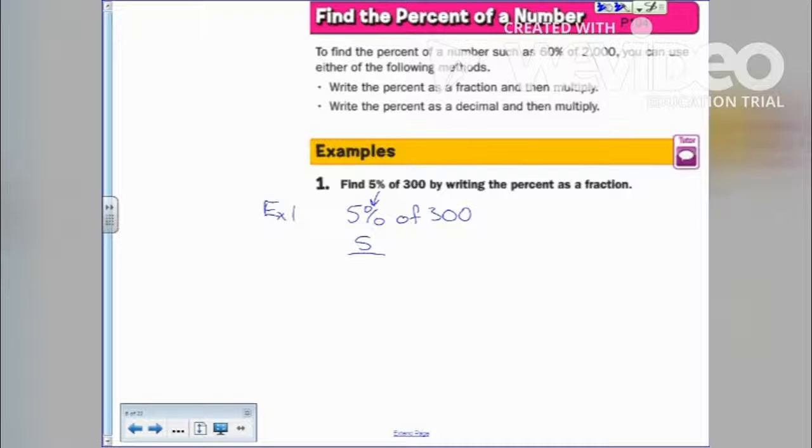So it would actually be 5 divided by 100, and then the word of means to multiply times 300 over 1. Now, when you do that, we can start reducing. 100 and 300 reduce to 1 and 3. So what you end up with is 5 times 3, which is 15. So sometimes that's the easier way to go about these problems, is to write them as a fraction, reduce, and multiply.